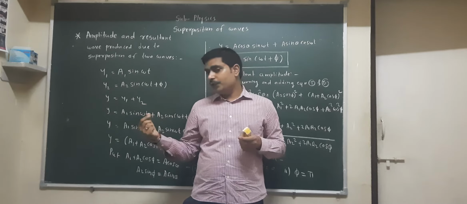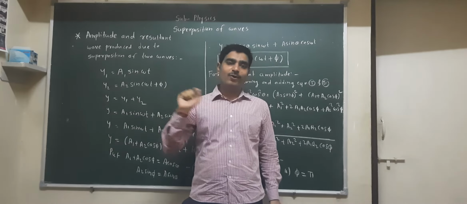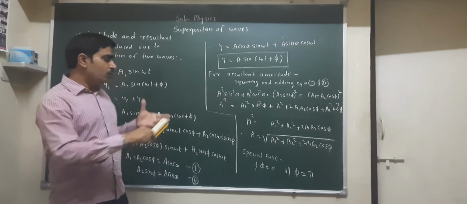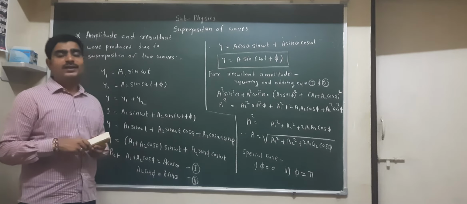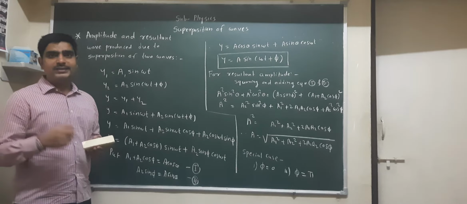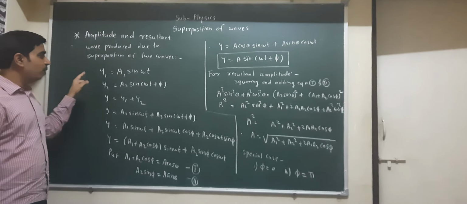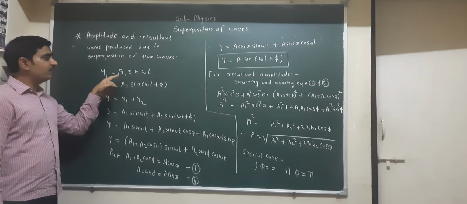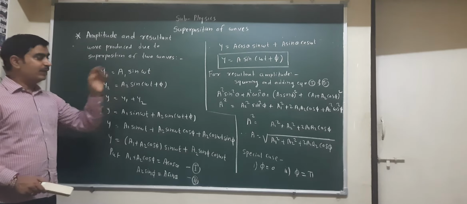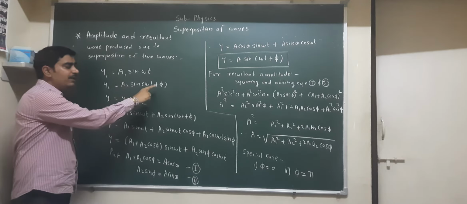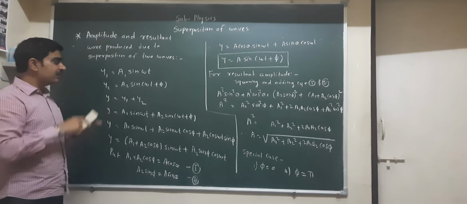Friends, such kind of equation we have seen in the topic oscillation. Now we'll begin this equation. I have written the total equation here so that it is very easy for you to make notes. Friends, let us consider the first wave y1 = a1 sin ωt traveling, and another wave y2 = a2 sin(ωt + φ) traveling.